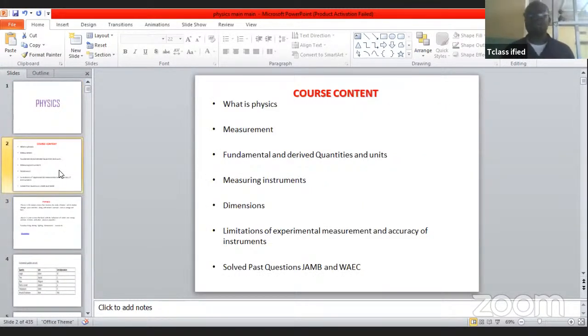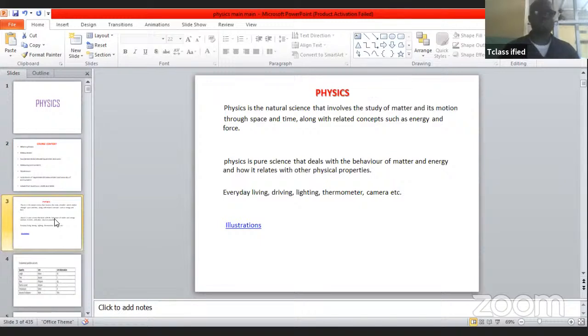So as a way of revision and closing, we looked at what physics is, what measurement is, what fundamental and derived quantities and units are, the measuring instruments, dimensions, their limitations and accuracy, and we solved past questions. So this is the slide for the definition of what physics is, a natural science that involves the study of matter and its motion through space and time as it relates to energy and force.